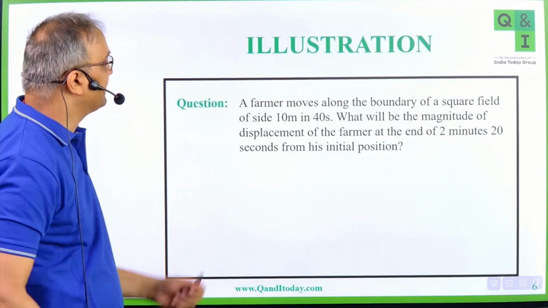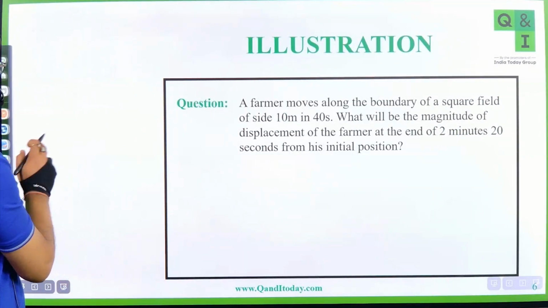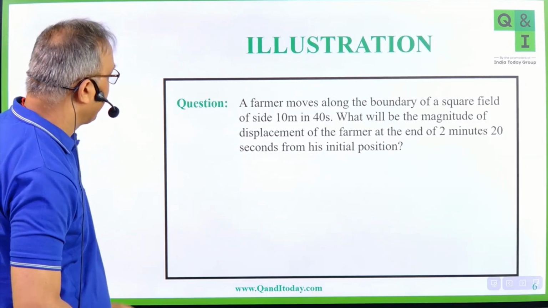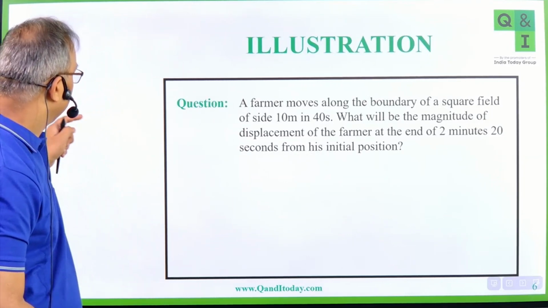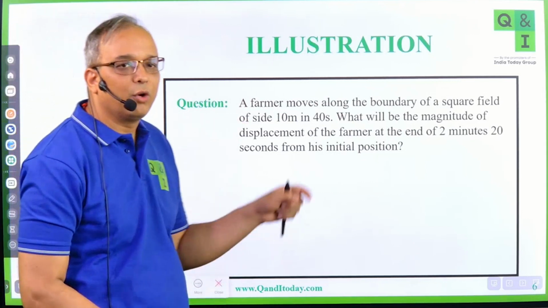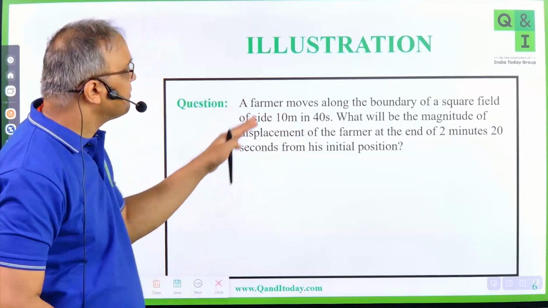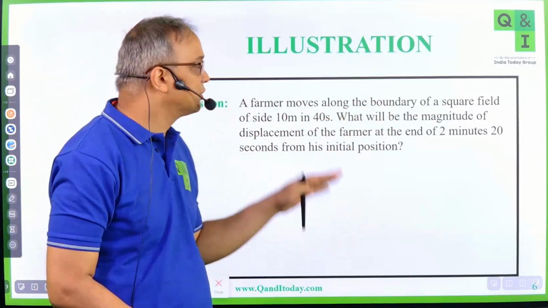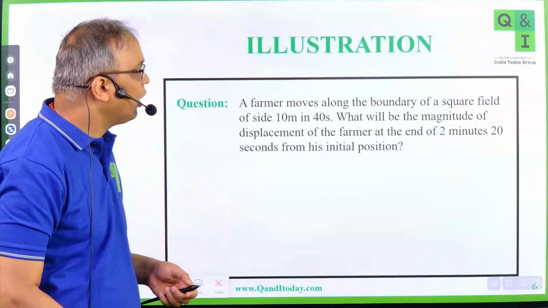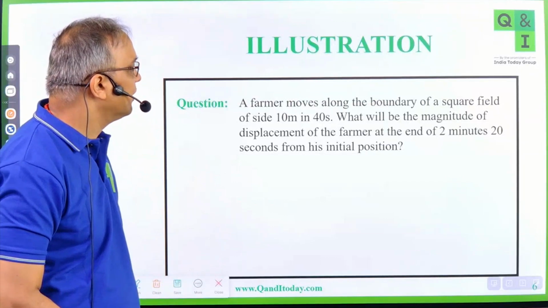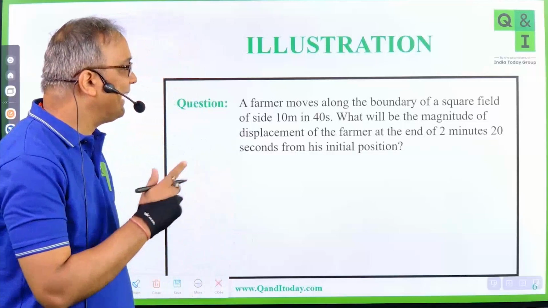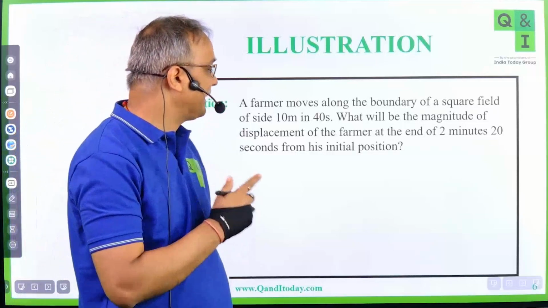If you read this question, what does it say? A farmer moves along a boundary of a square field of side 10 meters in 40 seconds. What will be the magnitude of displacement of the farmer at the end of 2 minutes 20 seconds from his initial position?